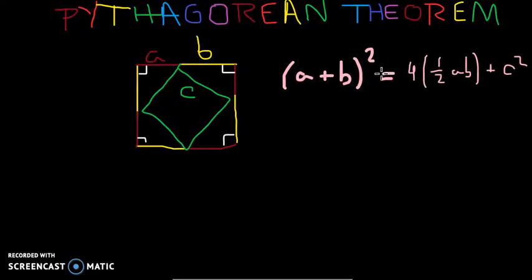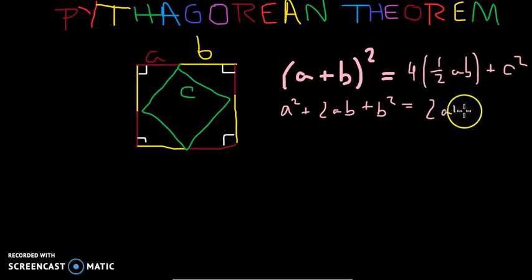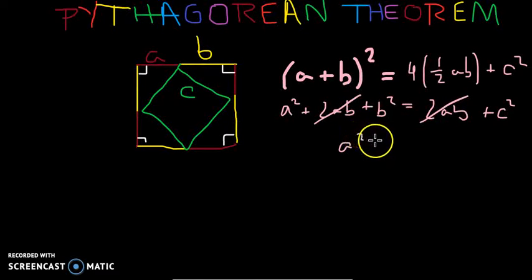Now if we multiply this out, it's okay if you don't know how to do that. I'm just going to go ahead and tell you that it's a squared plus 2ab plus b squared. And that's going to equal 4 times 1/2, which is 2ab, plus c squared. Now we can subtract 2ab on both sides, so that's going to cancel this out. And we're going to get a squared plus b squared equals c squared. So that shows us the relationship between the legs of a right triangle.